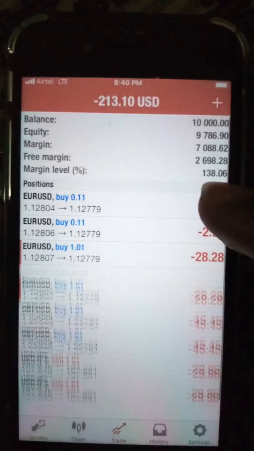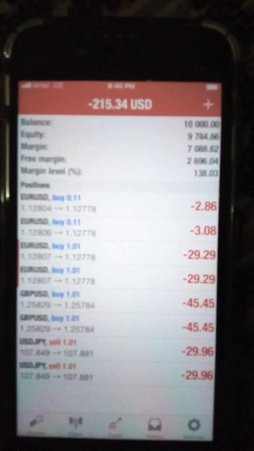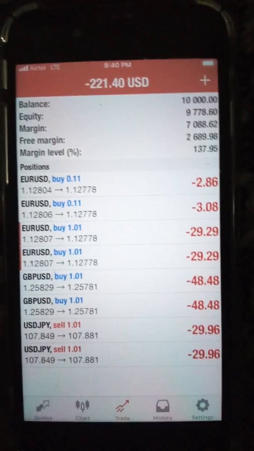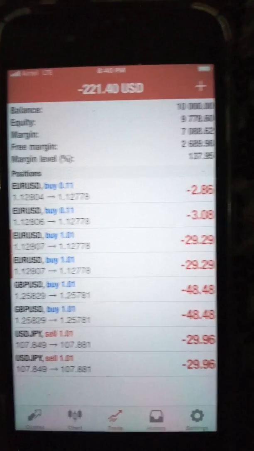So I can do this for all the currencies here, and I leave this trade till tomorrow. That's all about opening trades and setting trades. Tomorrow we're going to talk about how to technically analyze and get the trade right.